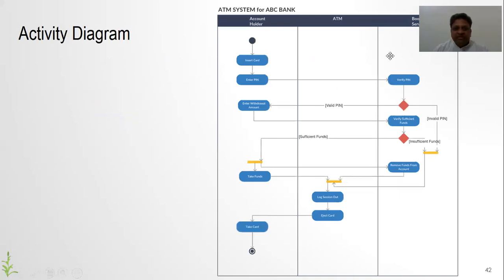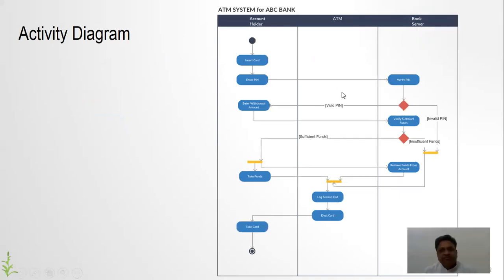Here is one example you see here, an activity diagram for an ATM system for ABC Bank. The first column refers to the account holder activity. The second column represents the ATM activity. The third column represents the book server, which is hidden behind. If you see the first activity, the customer will come and enter an ATM. He will insert a card here. Then he will be asked to enter the PIN.